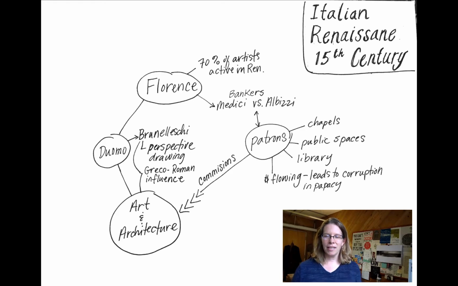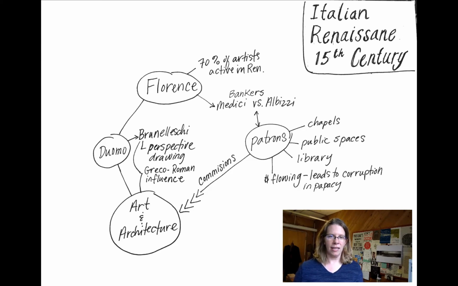Let's start today by doing a summary of the Quattrocento, so the 1400s or the 15th century of Italian Renaissance. And we are going to start with Florence because this is really the main hub. 70% of the artists are active during the Renaissance in Florence. And this is huge because Florence is rivals with Siena, but we see a lot of the work come out of Florence that then fuels everything else. There are other major art centers, but right now Florence is at its height.